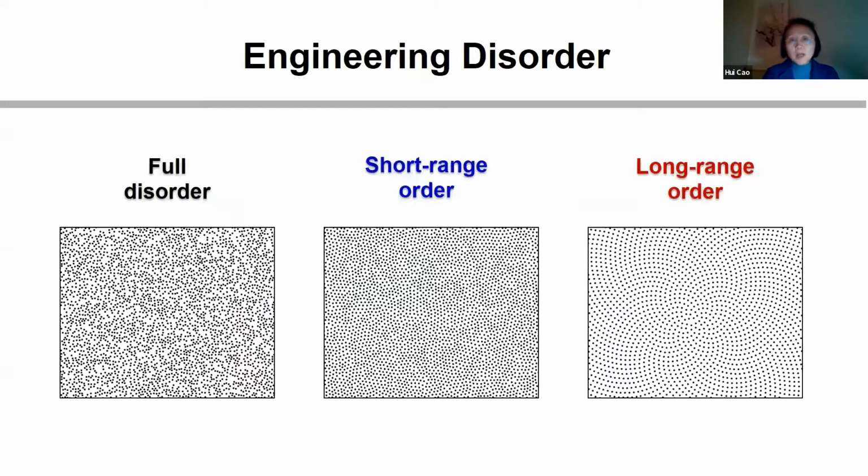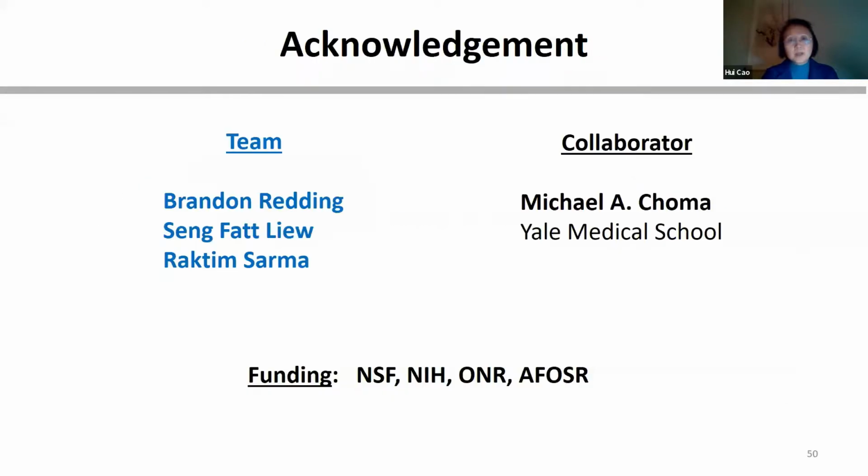In addition to harnessing disorder, we can also engineer disorder, because instead of using a fully disordered system, we can also introduce either short range order or long range order to the system. Then we have a huge parameter space for us to explore for different photonic applications. Okay, so I think with that, I'll stop here.